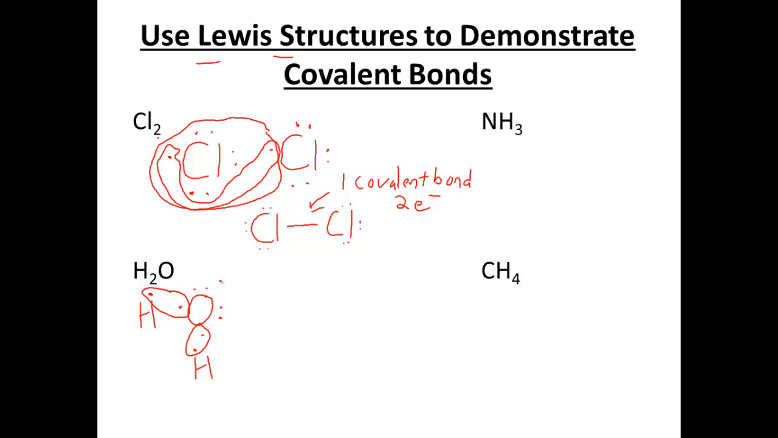Now at this point, notice if we were to look around, the oxygen has 1, 2, 3, 4, 5, 6, 7, 8 outer electrons total now being shared. This hydrogen and this hydrogen both have 2 outer electrons being shared total now. So they're both happy too.